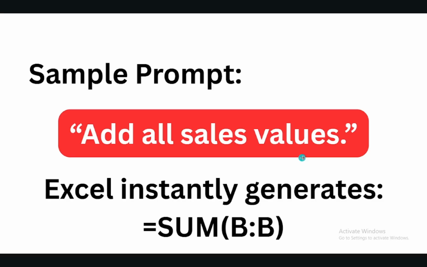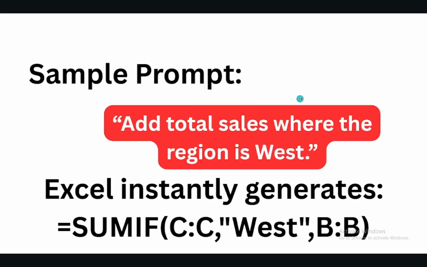Now, let's make it smarter. Plain English prompt, add total sales where the region is West. So Excel will generate this, and this is where beginners usually struggle. But Excel AI understands what column contains conditions, what column contains values, and how they relate. You just need to explain the logic.